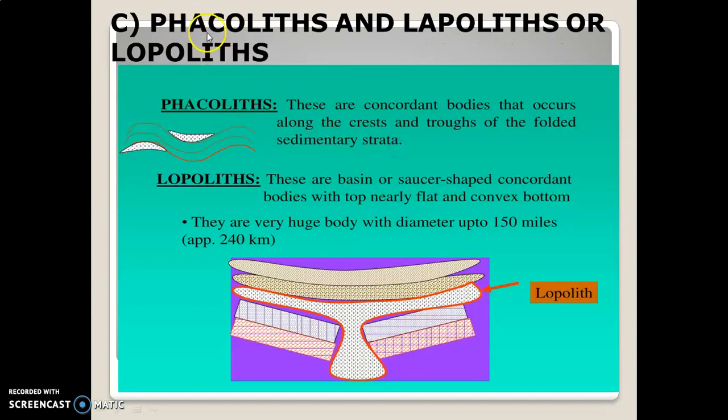Now the next intrusive landforms are phacoliths and lapolith. The other spelling for lapolith is lopolith. Both are the same, lapolith and lopolith. Again, the term lith is here, and lith means lithosphere.